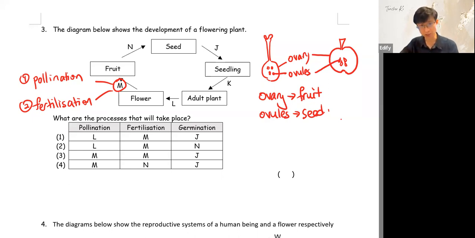Okay, so this is how we differentiate, right? So if you want to know the processes that take place from a flower to be a fruit, you must know two processes must take place at M. All right, so at M is where pollination and fertilization must take place. Okay, and germination is from the seed, it germinates into a seedling. From seed to seedling, this is germination. So it is J, answer 3.